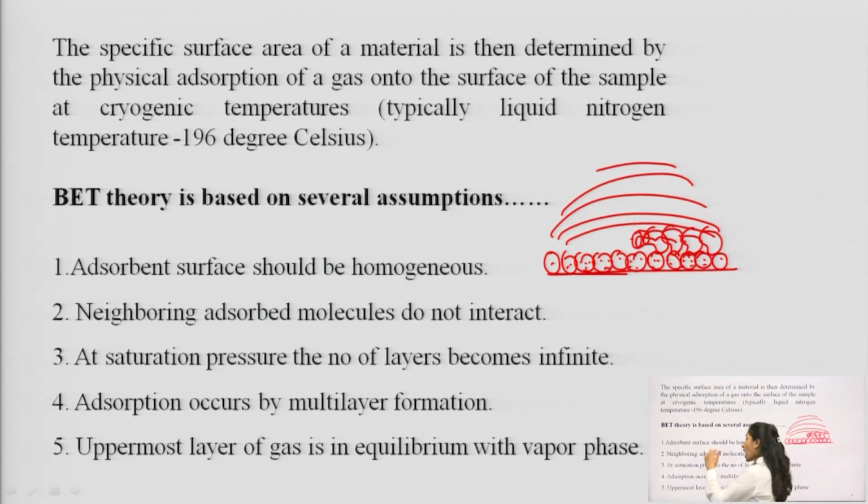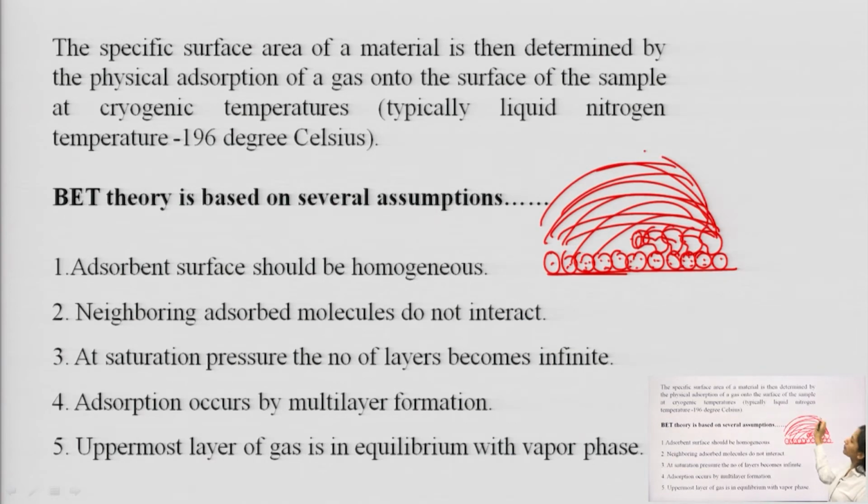And the last one: the uppermost layer of gas is in equilibrium with the vapor phase. Vapor phase of what? The vapor phase of the nitrogen. So here, the uppermost layer: when infinite layers form, at some point it becomes saturated, and then the uppermost layer of adsorbate gas that forms is in equilibrium with the vapor phase. So these are the several assumptions for the BET theory: if you want to determine the surface area by applying BET theory, you have to fulfill these criteria and follow these rules.